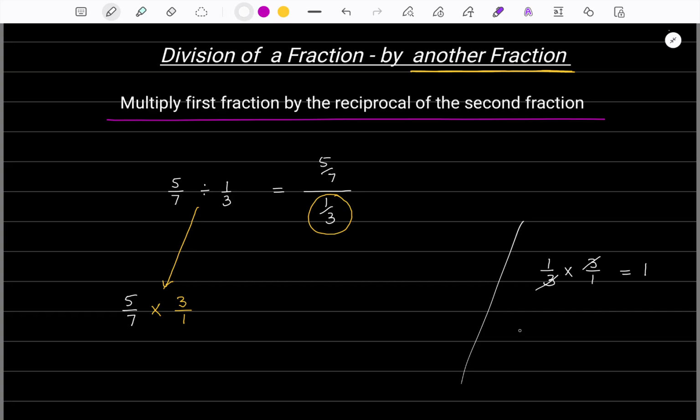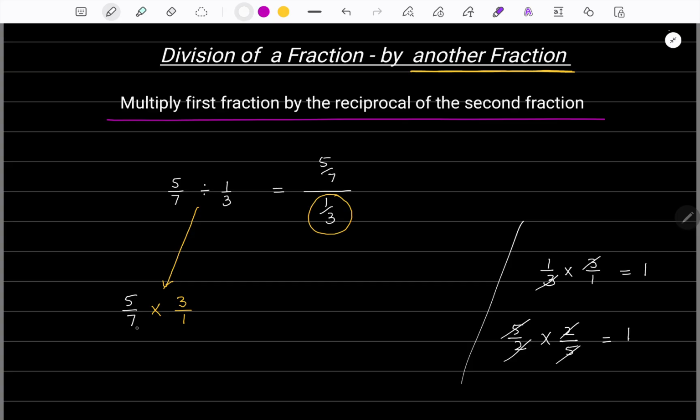For example, if we wish to find the reciprocal of the fraction 5 by 2, we simply write 2 as the numerator and 5 as its denominator. So we switch the places of the numbers. Numerator becomes denominator and denominator becomes the numerator. Now when we multiply, 5 will cancel out 5 and 2 will cancel out 2, and this gives us the product of 1. So here we can say that 2 by 5 is the reciprocal of 5 by 2 and vice versa.